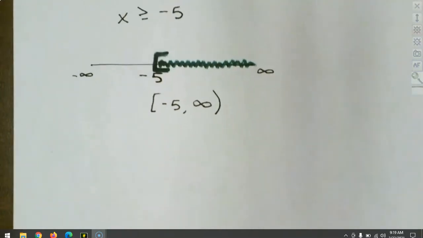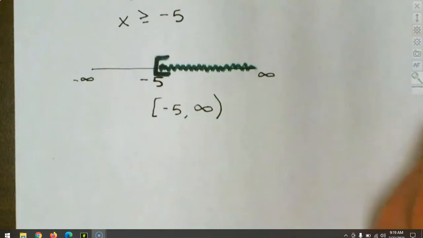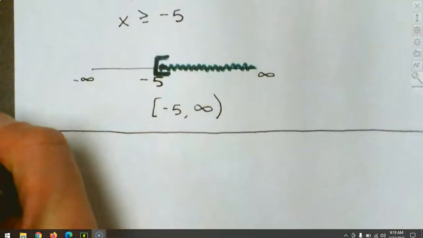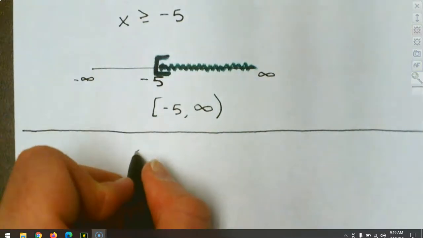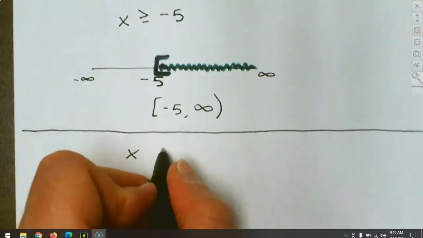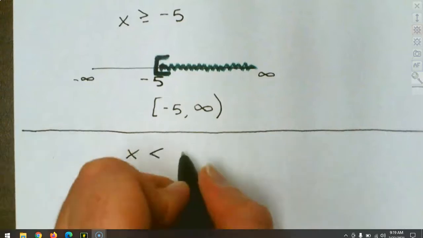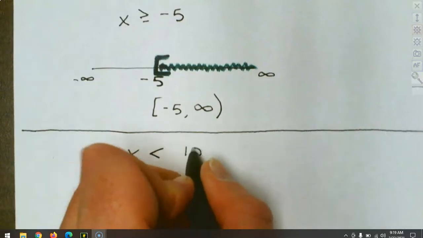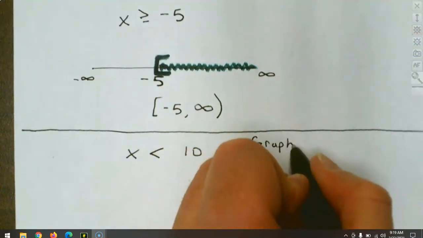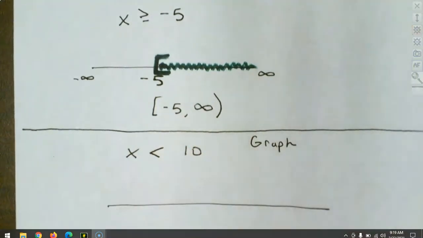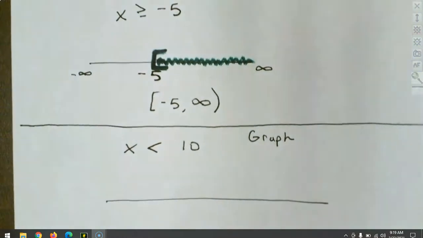So that's how we graph that one. Let's do another one. We'll do 3 of these, and then we'll take a short break. What about this one? What about x is, let's say, strictly less than 10? How would I graph this one? Well, I look at my question. My x is on the left. X needs to be on the left for this to work.